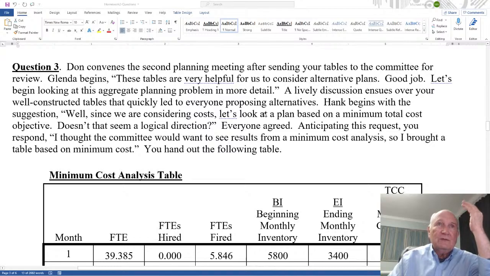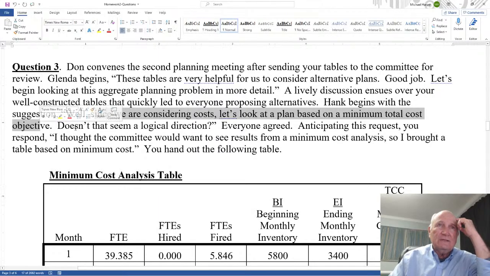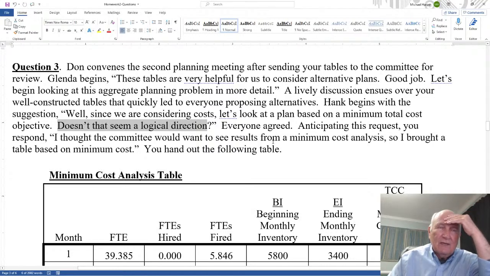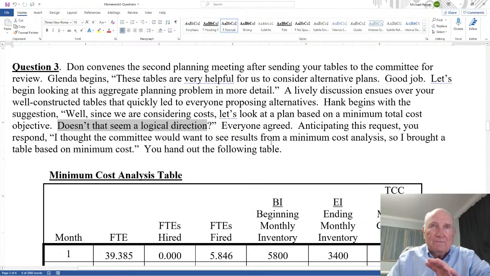Glinda comes up and says, yes, well, let's look at the planning in more detail. And Hank begins with the suggestion, since we're considering cost, let's look at a plan based on a minimum total cost objective. Doesn't that seem a logical direction? And notice he says, let's look at a plan. Let's start here. And that's exactly what this scenario and this homework is going to be doing, starting with minimum cost, and then we're going to modify it.